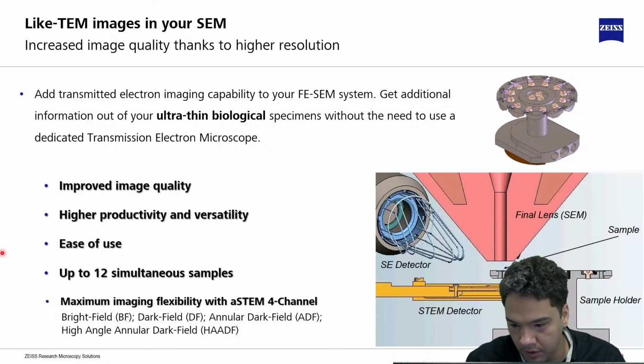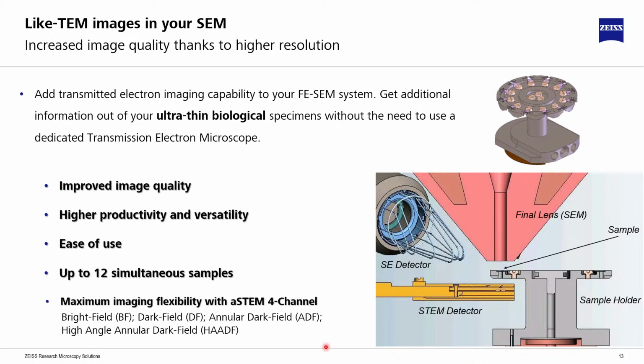Let me move this here. Okay, that's much better. And here it is the same. We have the final lens here. We have the samples loaded here. You will see how to load the sample in this carousel. And we have the STEM detector. We can also use the secondary electron detector or the in-lens electron detector or other detectors along with this same setup that we have here. Okay, let's continue.